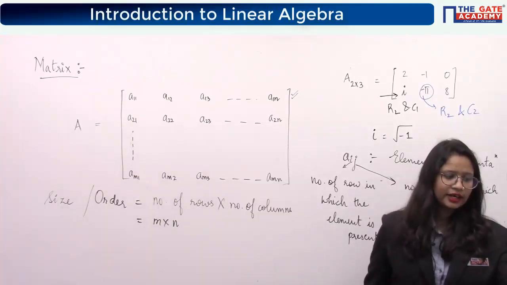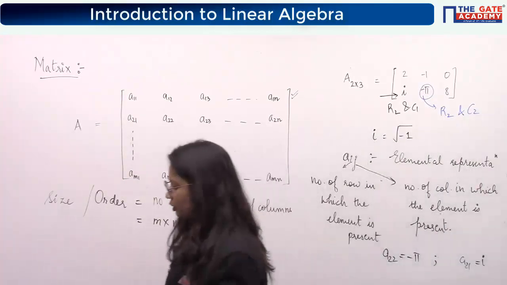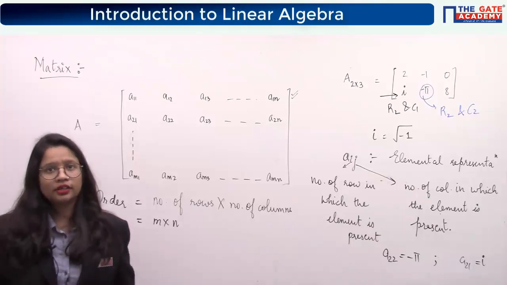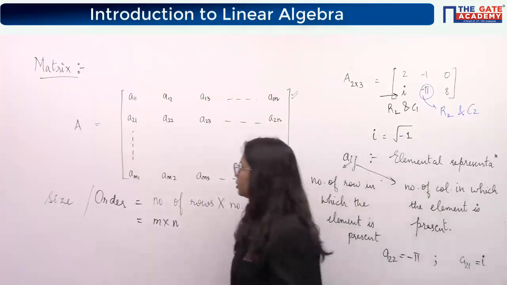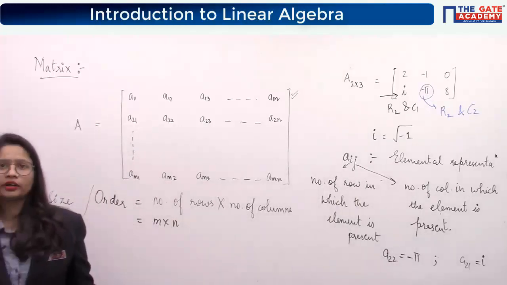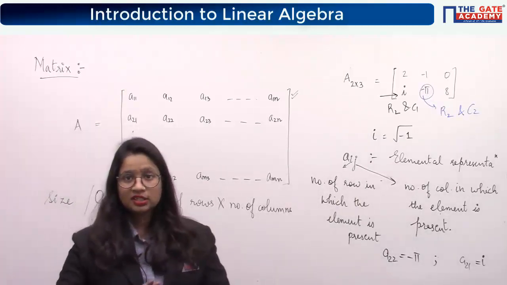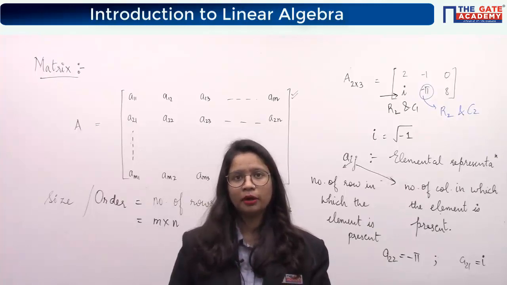This is the order and elemental representation. Please write it down if you have not written it down. Write it down, all of these things. So we have discussed order. So based on order, now we will define some special matrices.